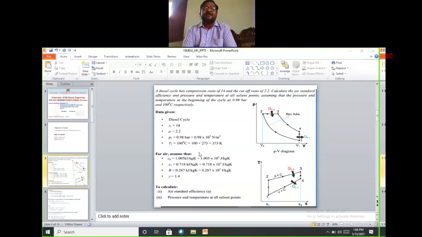These things you must remember. You won't be given them in the examination. If you don't remember these values, you can't proceed further in any problem, so you must remember this. These are the standard values of atmospheric air. Atmospheric air has specific heat Cp of 1.005, Cv, specific heat at constant volume, 0.718, and R 0.287 kilo.